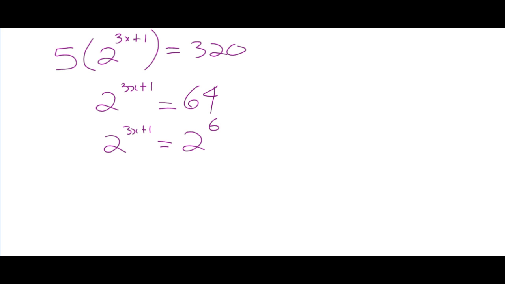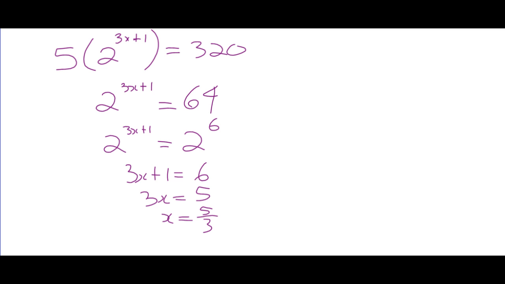I got to multiply by 2. Okay, what do I write next? Apparently I write nothing next. So if the bases are the same, then the exponents must be the same. So I equate the exponents. Say 3x plus 1 is 6. So what's 3x equal to? 5. And what's x equal to? 5 over 3.